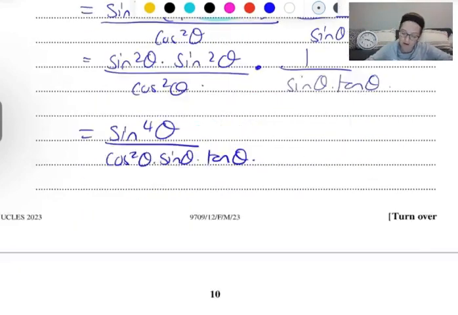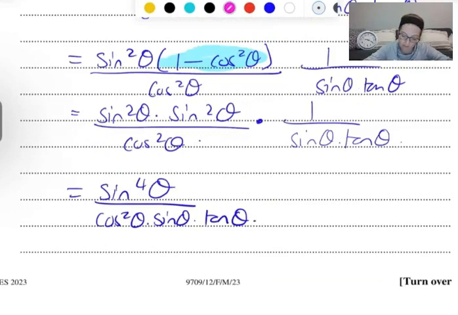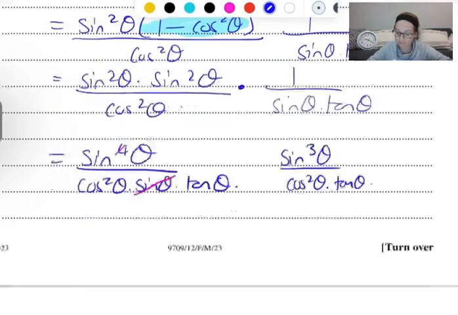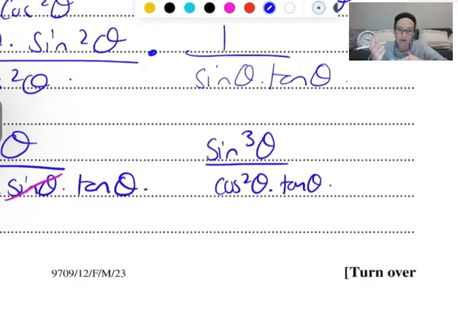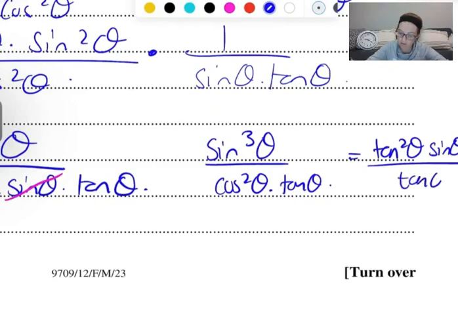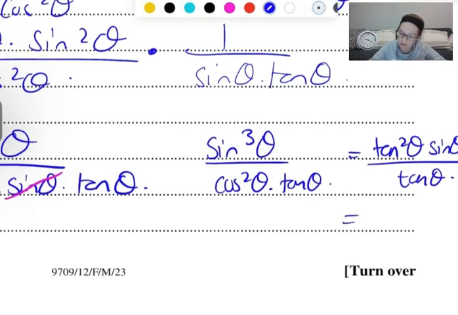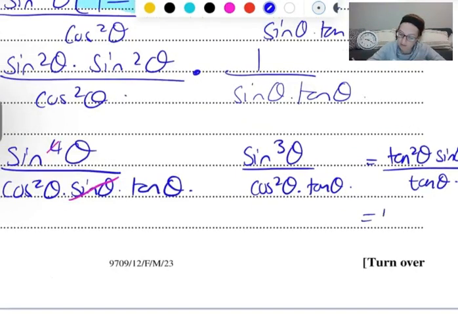So what I can do now is one of my sines at the top can cancel out with that whole sine. So sine cubed theta, cos squared theta, tan theta. Now, sine squared divided by cos squared can become tan squared theta, but I'm still left with one of the sines at the top, because I only used two of them in my one identity. And here I can cancel out, and I'm going to end up with tan theta times sine theta.